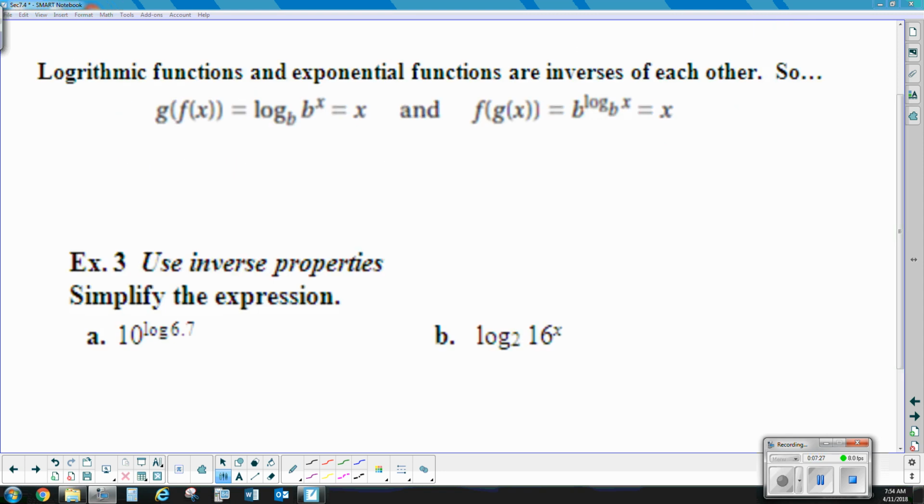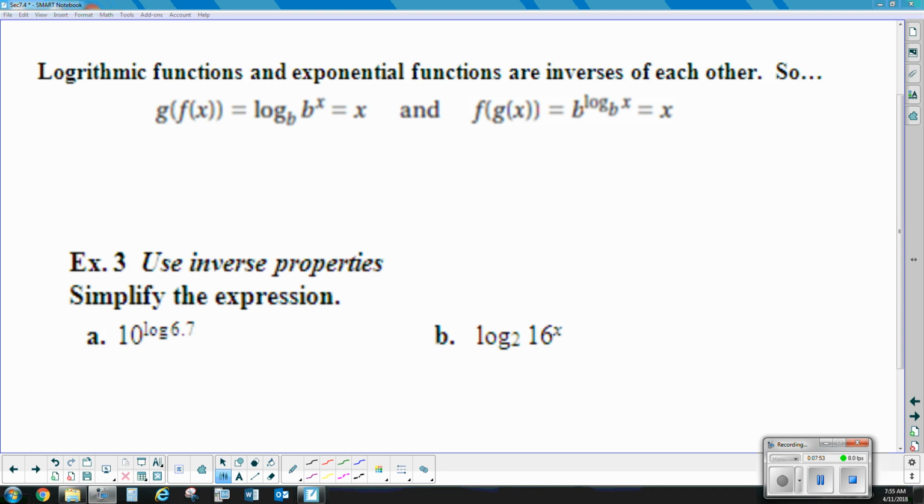So if you remember from earlier this chapter, we looked at inverses. So in this lesson, we're looking at exponents and logarithms, and there is a relationship between the two. The logarithmic functions and exponential functions are inverses of each other.